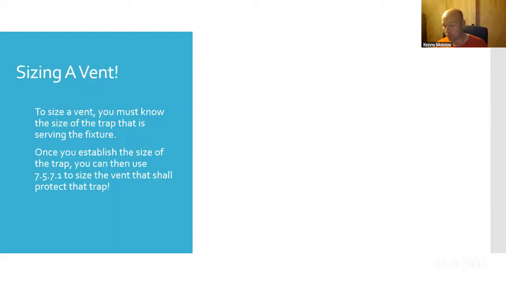Now that we've looked at 7493 and we know the size of the trap, we are able to move forward to the size of the vent, which is a different chart altogether. We're looking at 7571, minimum permitted size of vent pipe based on size of trap.